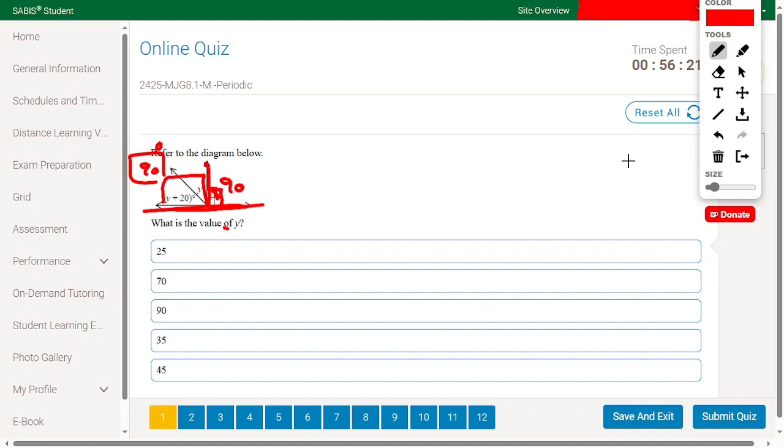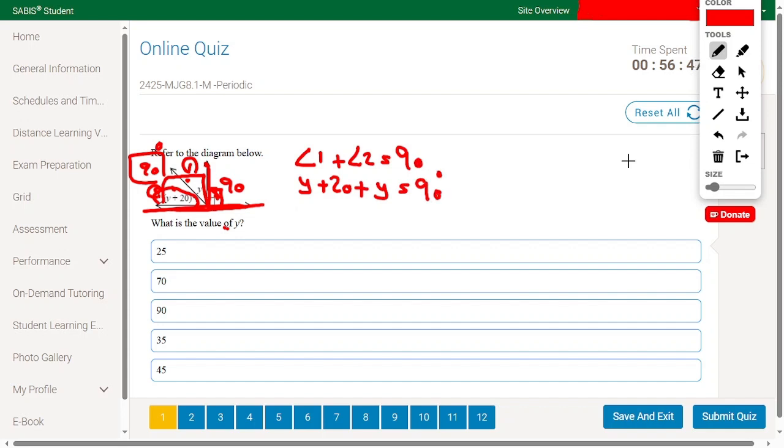Okay, and this angle contains two angles, angle 1 and angle 2. So it means angle 1 plus angle 2 will be equal to 90. So angle 1, which is y plus 20, and angle 2, which is y, will equal 90 degrees.